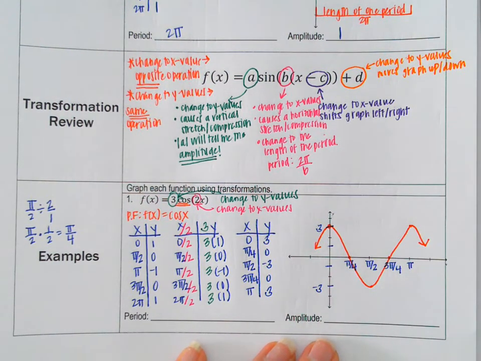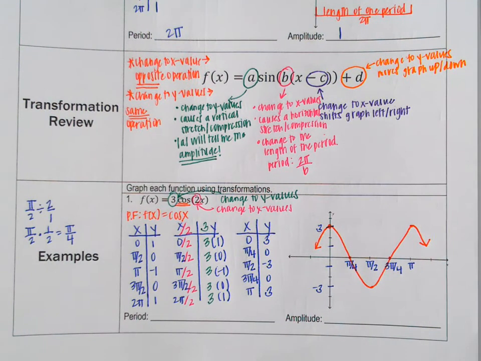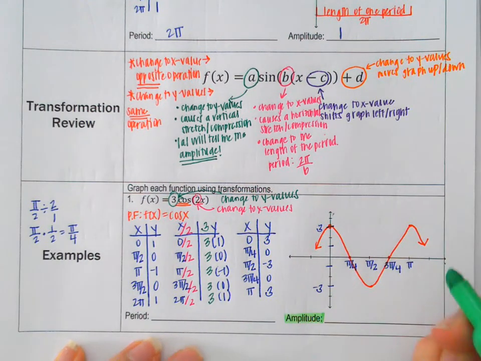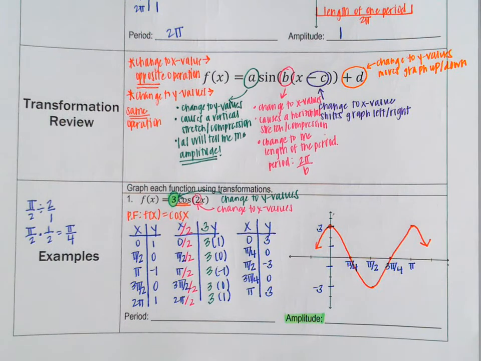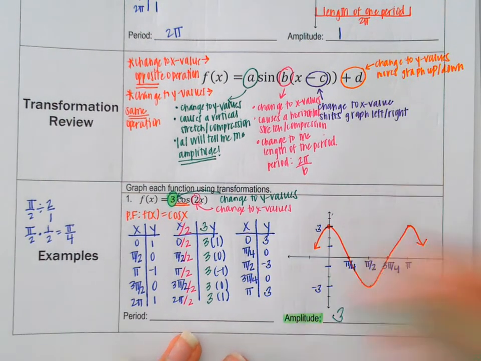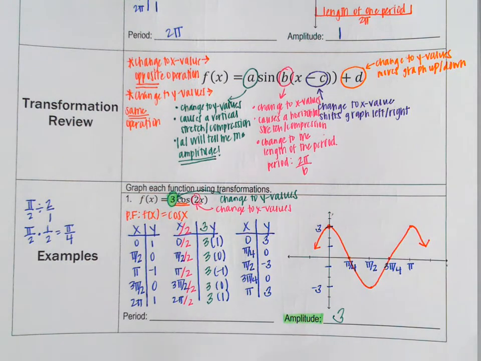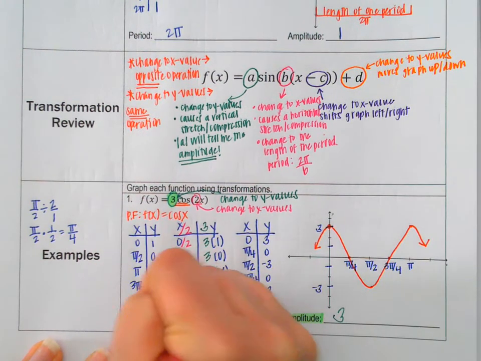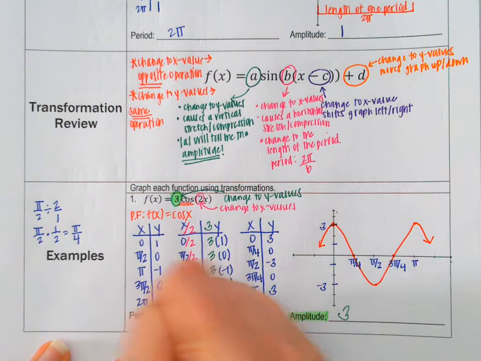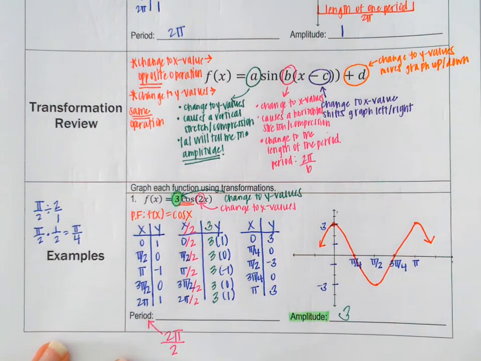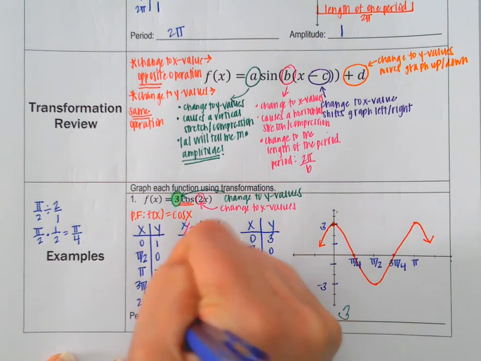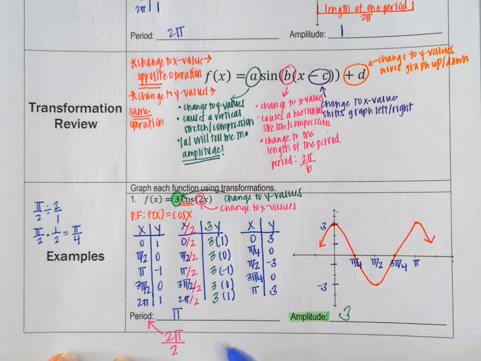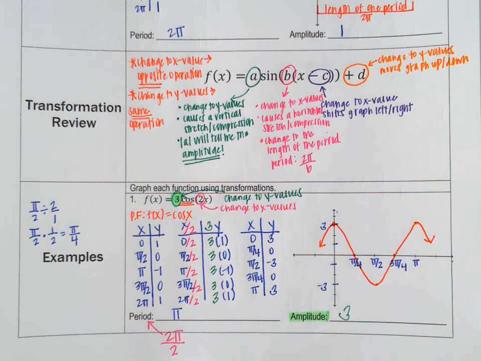Okay, so then my period. Remember, the amplitude is always looking at the A value. So my amplitude here is 3. And my period is looking at the B value, taking my original period of 2 pi and dividing it by B. So 2 pi divided by 2 is pi, which if we look here, is when it restarts, at pi. And that would be my answer, and that would be the end of number 1.